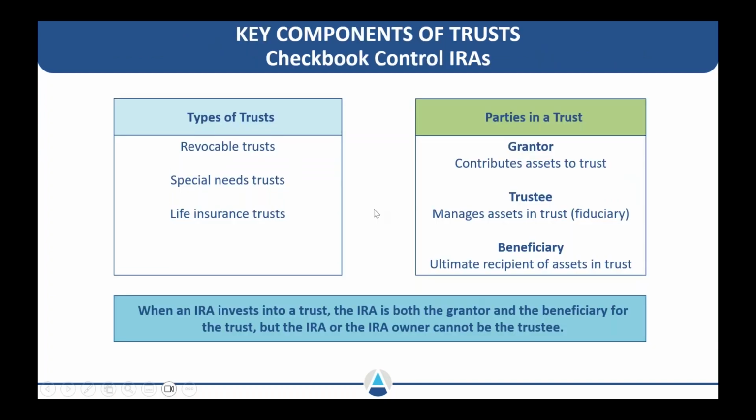So what are some key components of trusts if you're going to go that route in a checkbook control scenario? There are many different kinds of trusts. There are 50 different states in the United States, and they all have their own trust laws.